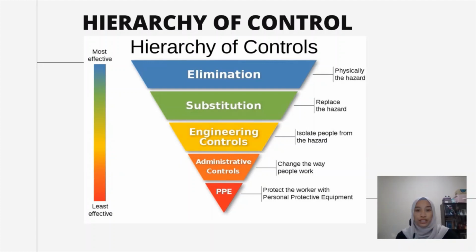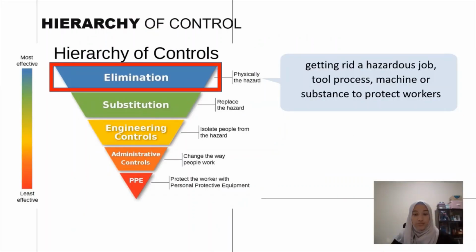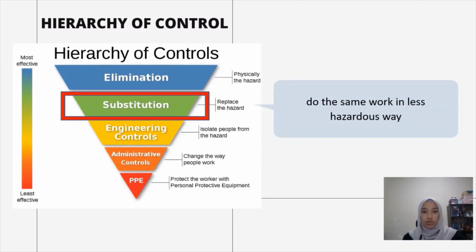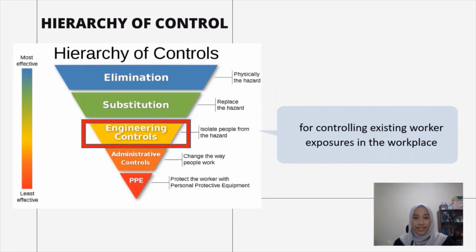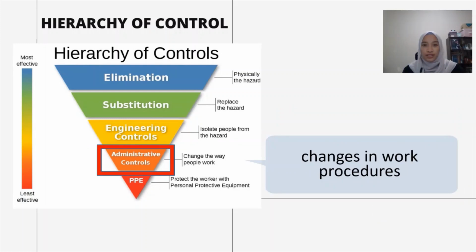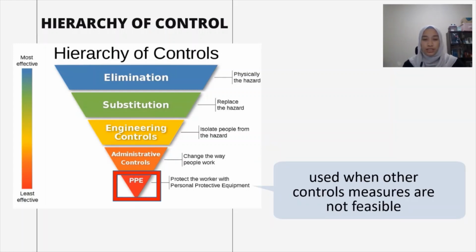So this is the hierarchy of control. The priorities start from top to the bottom. At the top of the figure is elimination, where we physically get rid of the hazard. And then substitution, where it is possible to do the same work in a less hazardous way. Next is engineering control, for controlling existing worker exposure in the workplace. Then administrative control, the change in work procedure with the goal of reducing the hazard. The last one is PPE. It is used when other control measures are not feasible and additional protection is needed.